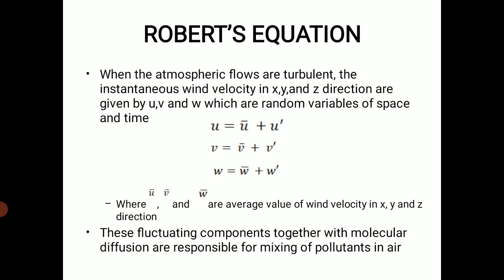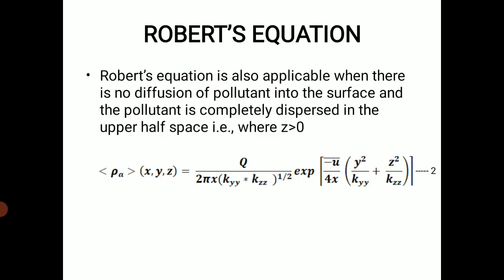So here u, v, and w are the instantaneous wind velocity parameters. U bar, v bar, and w bar are the average wind velocity along x, y, and z directions, and u dash, v dash, and w dash are the fluctuating parameters. So when the atmospheric flows are turbulent, all these three parameters have to be considered, that is, instantaneous wind velocity parameters have to be considered. And these fluctuating parameters together with molecular diffusion cause the mixing up of the pollutants.